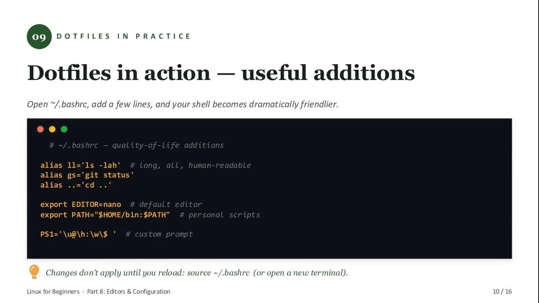Let's make this concrete. Open your .bashrc and add a few aliases. L for a detailed listing, G as a shortcut for git status, even two dots to jump up a directory. Set nano as your default editor, add your own bin folder to the PATH so personal scripts just work, and tweak the prompt to your taste. One small thing to remember: these changes won't take effect until you reload the file with source .bashrc, or simply open a new terminal.